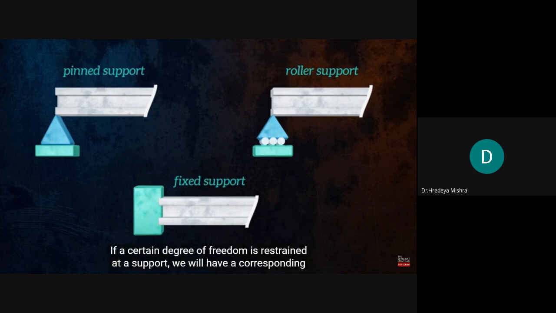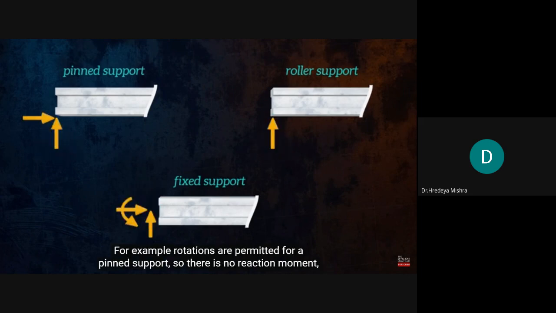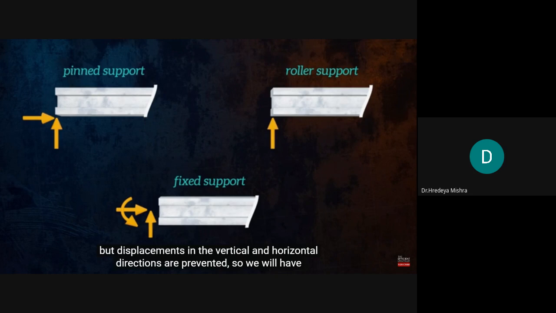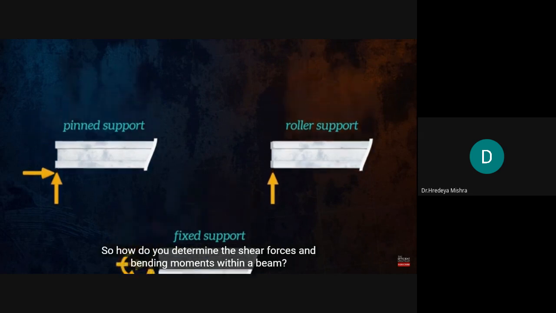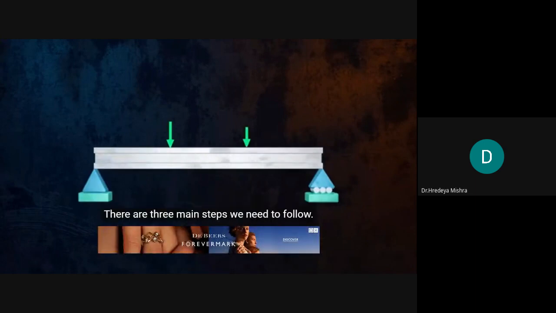If a certain degree of freedom is restrained at a support, we will have a corresponding reaction force or reaction moment at that location. For example, rotations are permitted for a pin support, so there is no reaction moment, but displacements in the vertical and horizontal directions are prevented, so we will have horizontal and vertical reaction forces. So how do you determine the shear forces and bending moments within a beam? There are three main steps we need to follow.